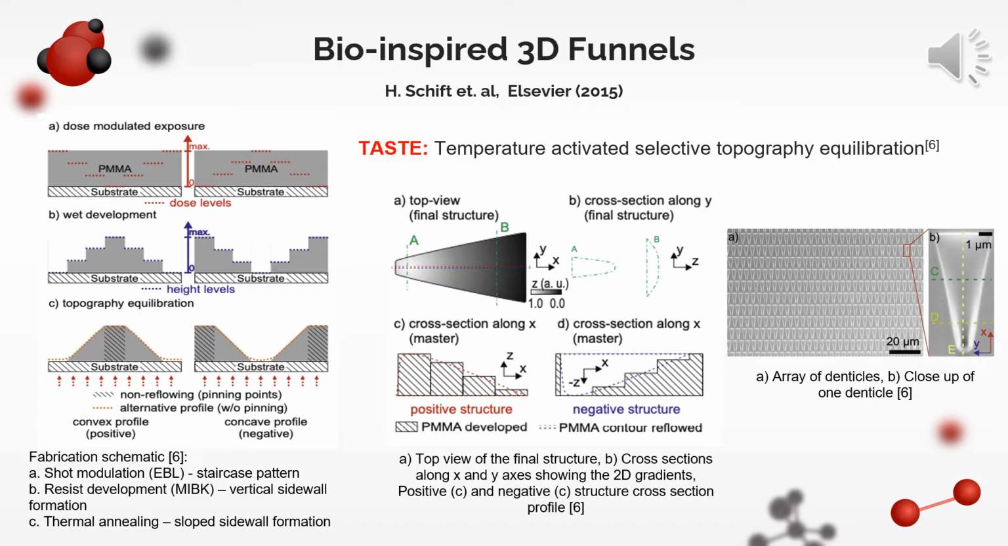They attempted two process variants, positive or convex geometries and negative or concave, which is shown in the two leftmost figures. The negative process displayed a higher stability due to a larger stabilizing area surrounding the exposed regions.